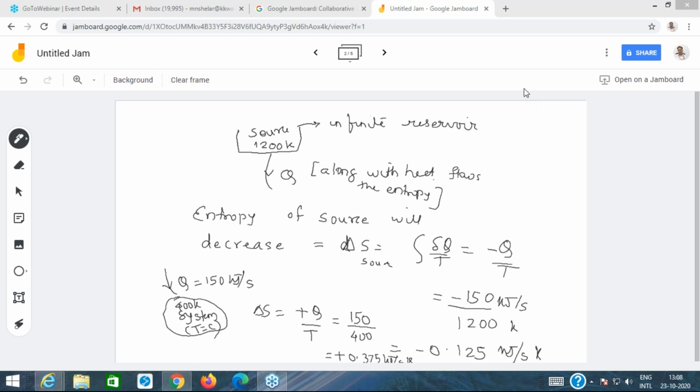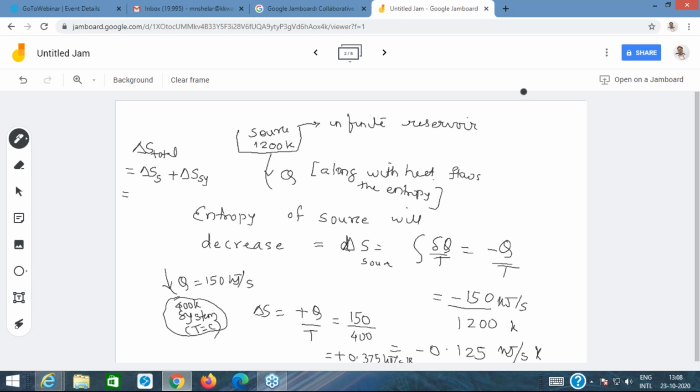Delta S total would be delta S of the source plus delta S of the system. Delta S of the source is minus 0.125 and delta S of the system is plus 0.375, which is, very obviously, 0.25. The unit remains the same.